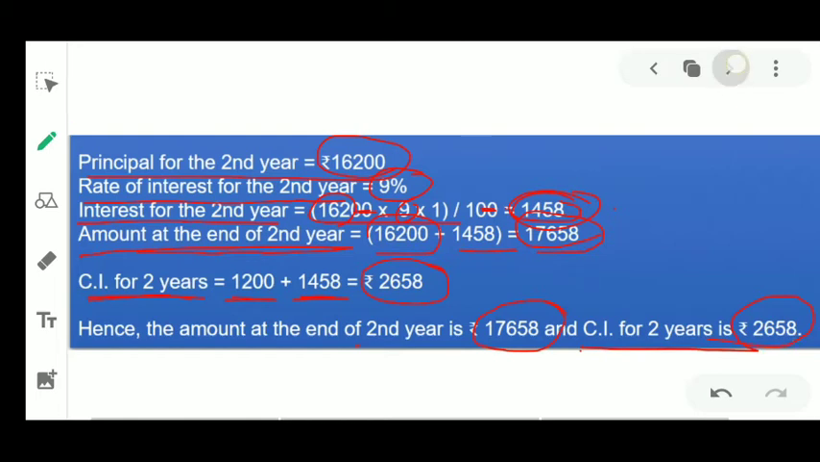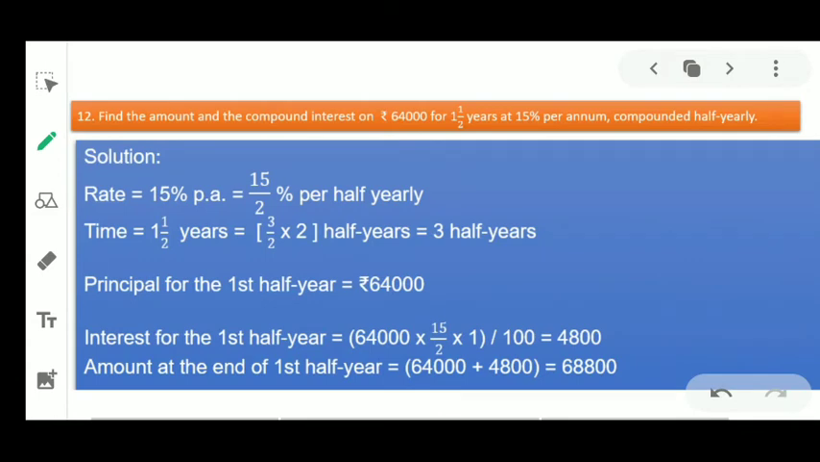Next, question number 12. Find the amount and the compound interest on 64,000 for 1 1/2 years at 15% per annum compounded half yearly. Okay, so here first write the given data, that is the rate equal to 15% per annum.